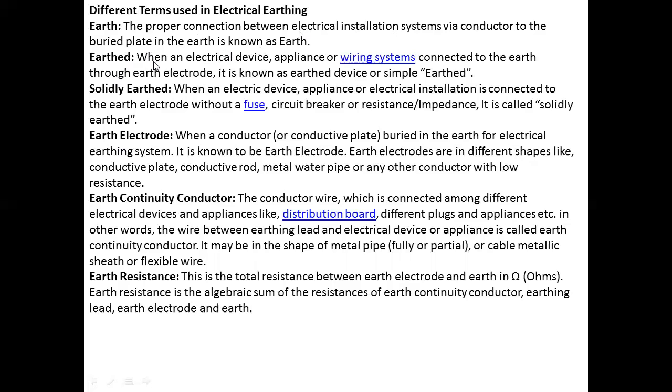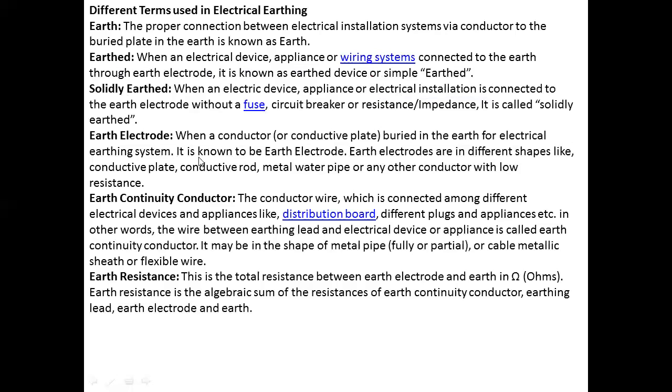When an electrical device, appliance, or wiring system is connected to the earth through the earth electrode, we can call the equipment earthed. Solidly earthed means connecting the earth electrode to the electrical installation without a fuse or circuit breaker. That is called solidly earthed.